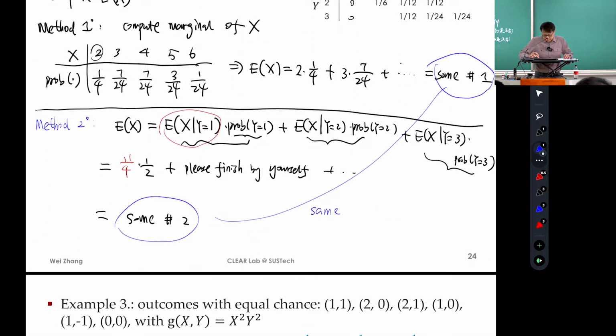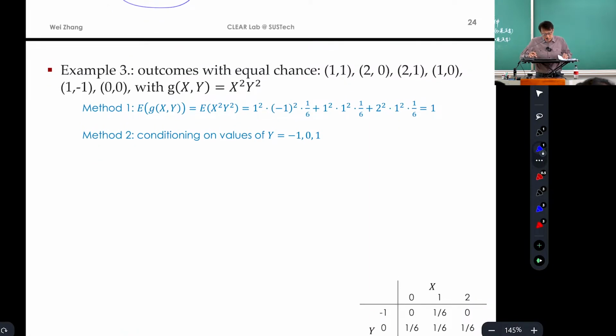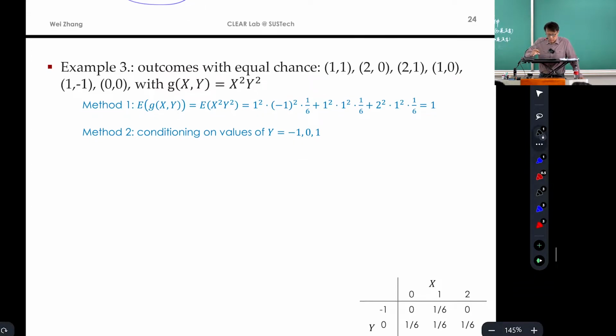Okay. Now let's look at a numerical example. Another example, example 3, will help you to further understand this. Outcomes with equal chance. Suppose I have x and y, okay, distributed according to this. So it takes this pair of values, right? X equal to 1, y equal to 1. How many values does it take? 1, 2, 3, 4, 5, 6. With equal chance means it's 1/6.